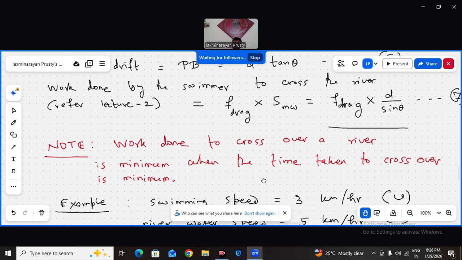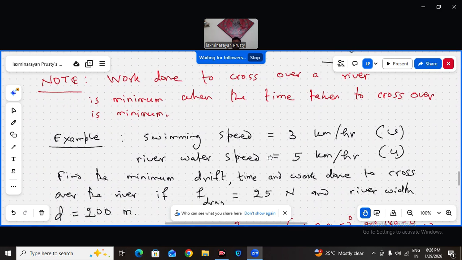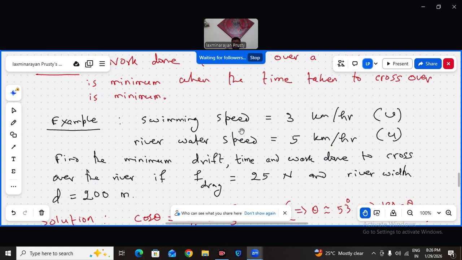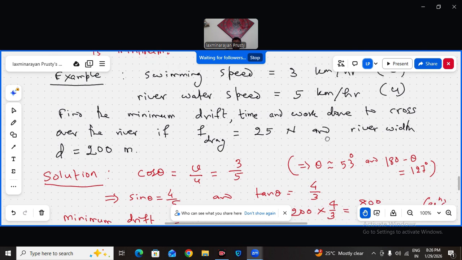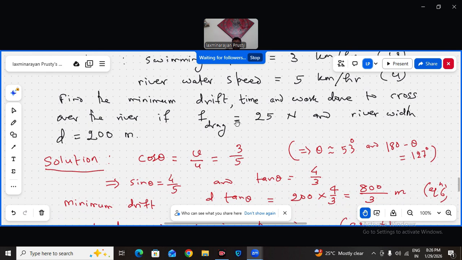Okay, let's take an example. Swimming speed, suppose 3 km per hour, that is V. River water speed is 5 km per hour. So obviously he cannot reach the directly opposite point because V is less than U. Find the minimum drift and the time as well as the work done to cross the river, if F drag is 25 Newton and river width D is 200 meters. This 25 Newton F drag I gave in lecture 2 also. It is something like 22-29 Newton. I am giving some average value.